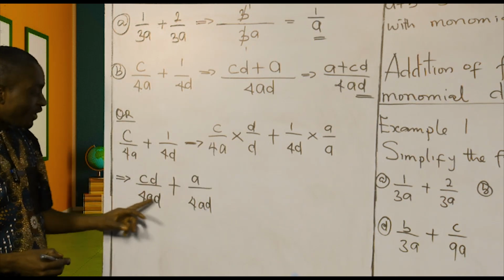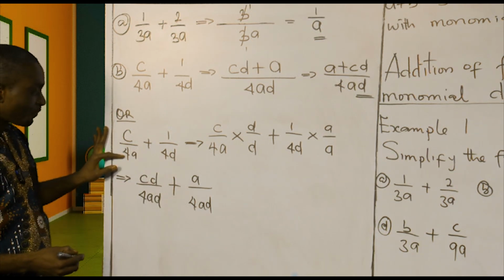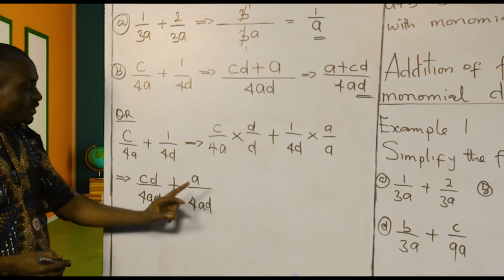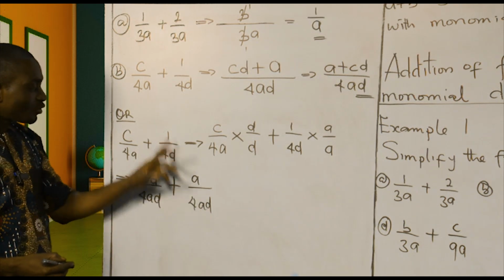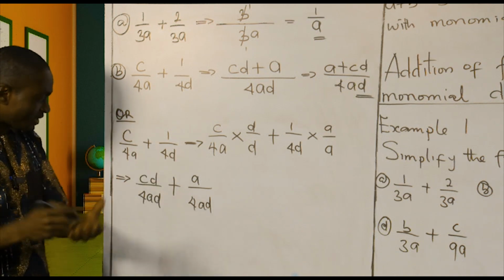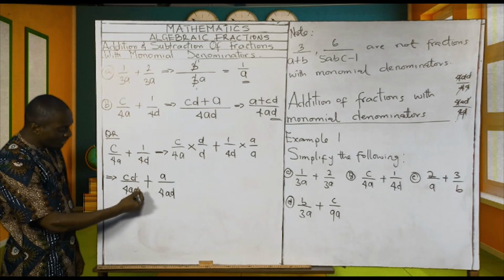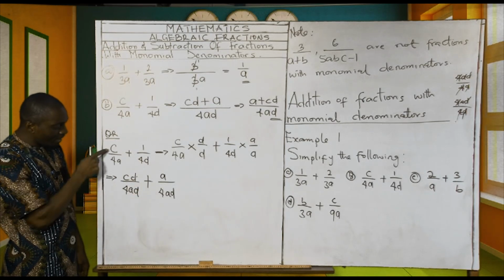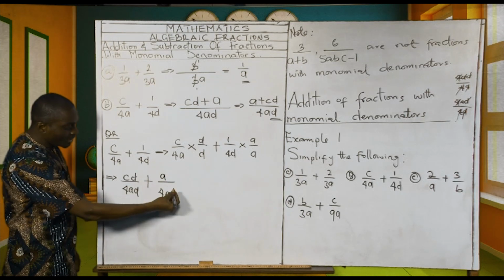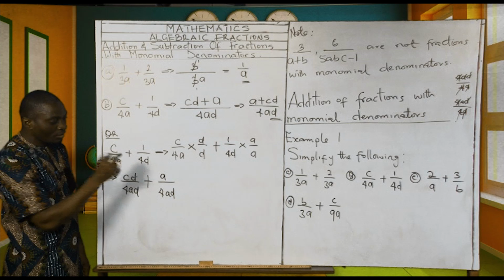CD over 4AD is an equivalent fraction of C over 4A. Likewise, A over 4AD is also an equivalent fraction of 1 over 4D. Why did I say they are equivalent? If I make this division, D will cancel this D, and I still have back my C over 4A. A will cancel this A, and I will have back my 1 over 4D.